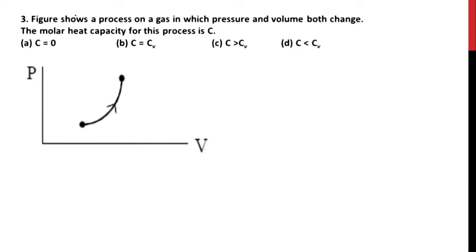Hello everyone. The figure shows a process on a gas in which pressure and volume both change. The molar heat capacity for this process is C. The options given are: C is equal to 0, C equal to Cv, C greater than Cv, and C less than Cv. So now you look at the graph here.